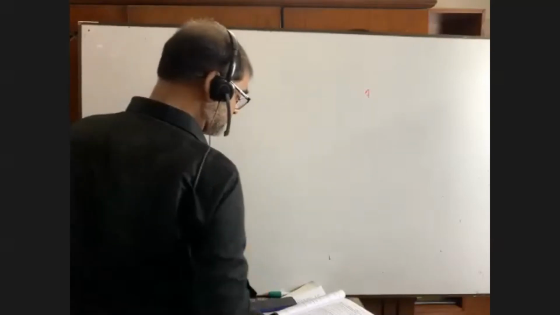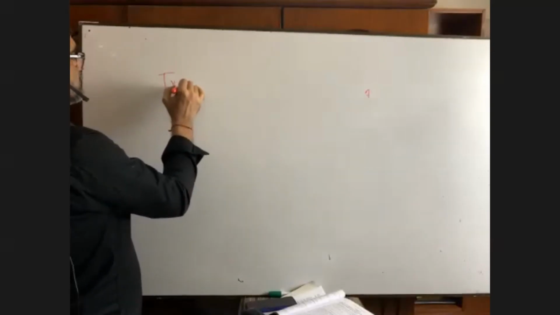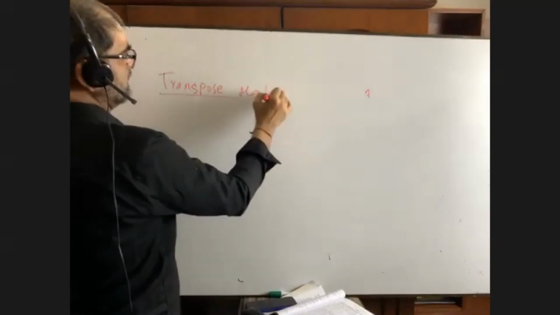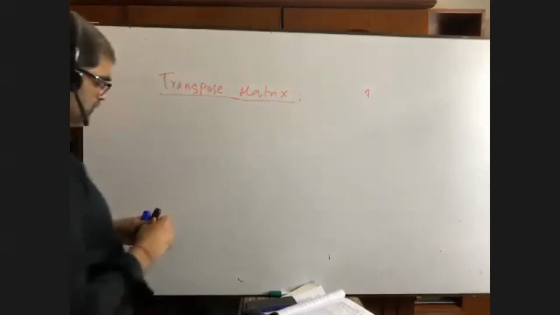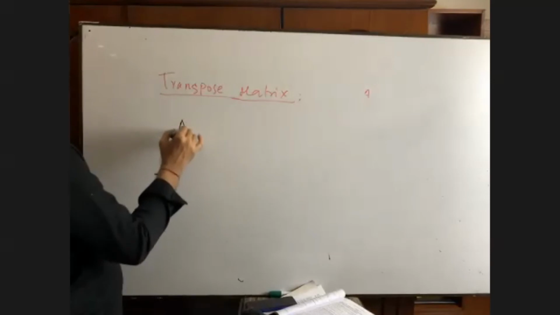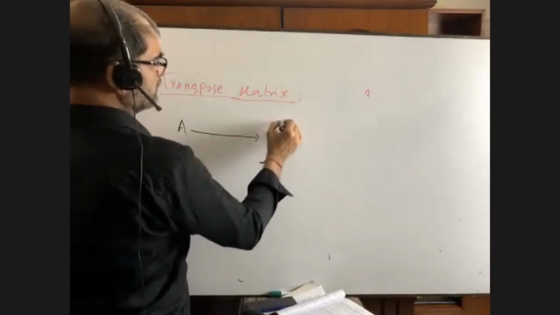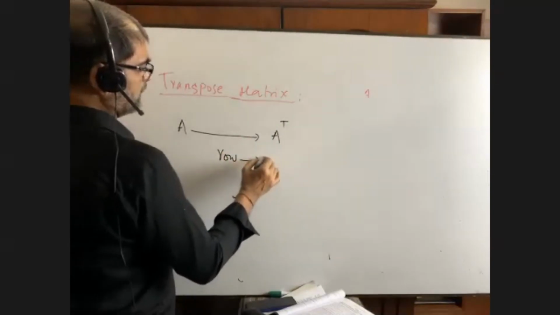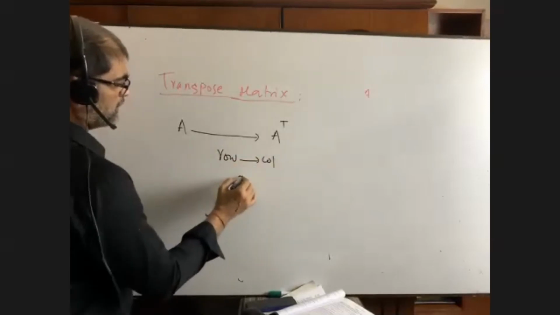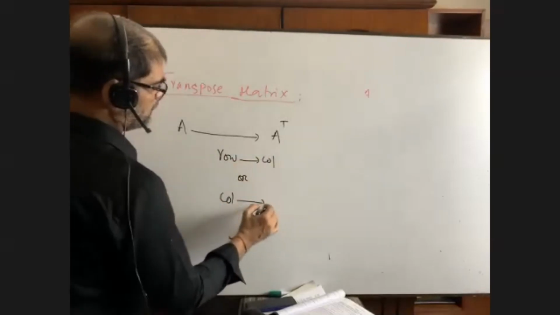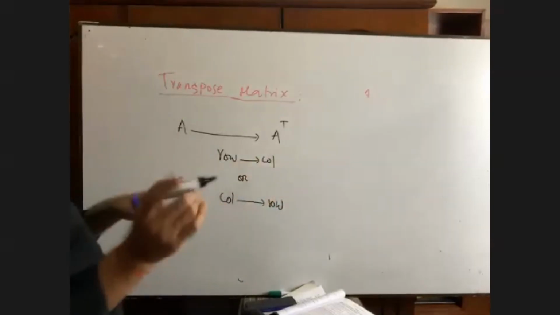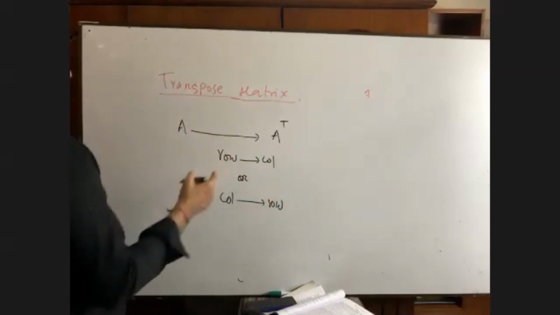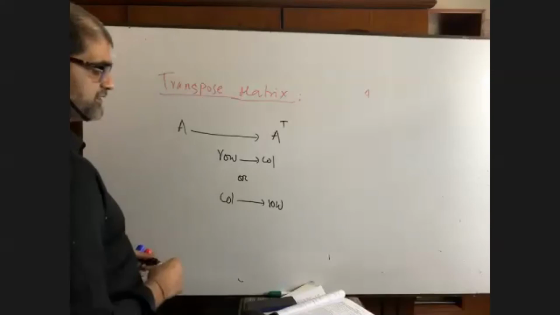Now transpose matrix. Today I told you what is transpose. Suppose A is a matrix. Its transpose will be A to the power T. That means row will be column, or column will be row. You understand or not? Talk to me. Today you were taught by me transpose matrix. Their row and column will be interchanged, right?